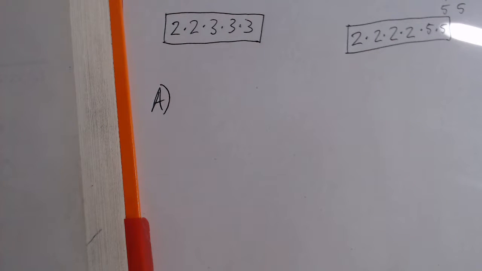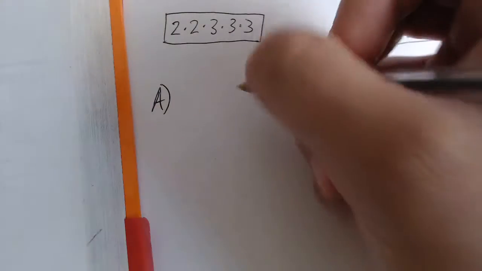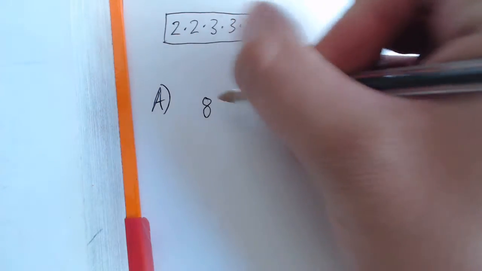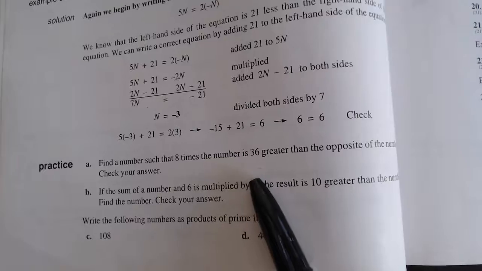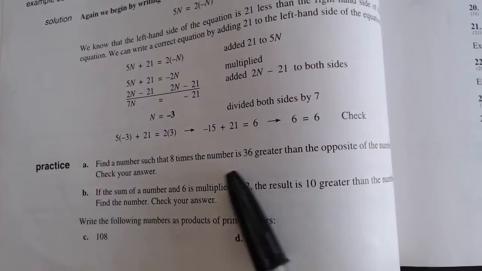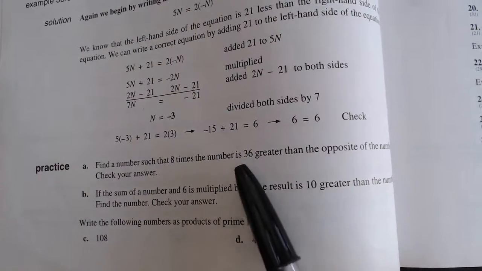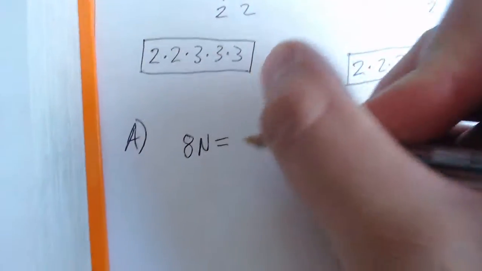The first thing they tell us is that we have to find a number such that 8 times a number is 36 greater than the opposite of the number. So we'll start by writing 8 times a number. We'll just put 8n. And the key phrase here is that 8 times a number is. Is like our equal sign. In this equation, is going to be where we put our equal sign. So we'll put 8n is.